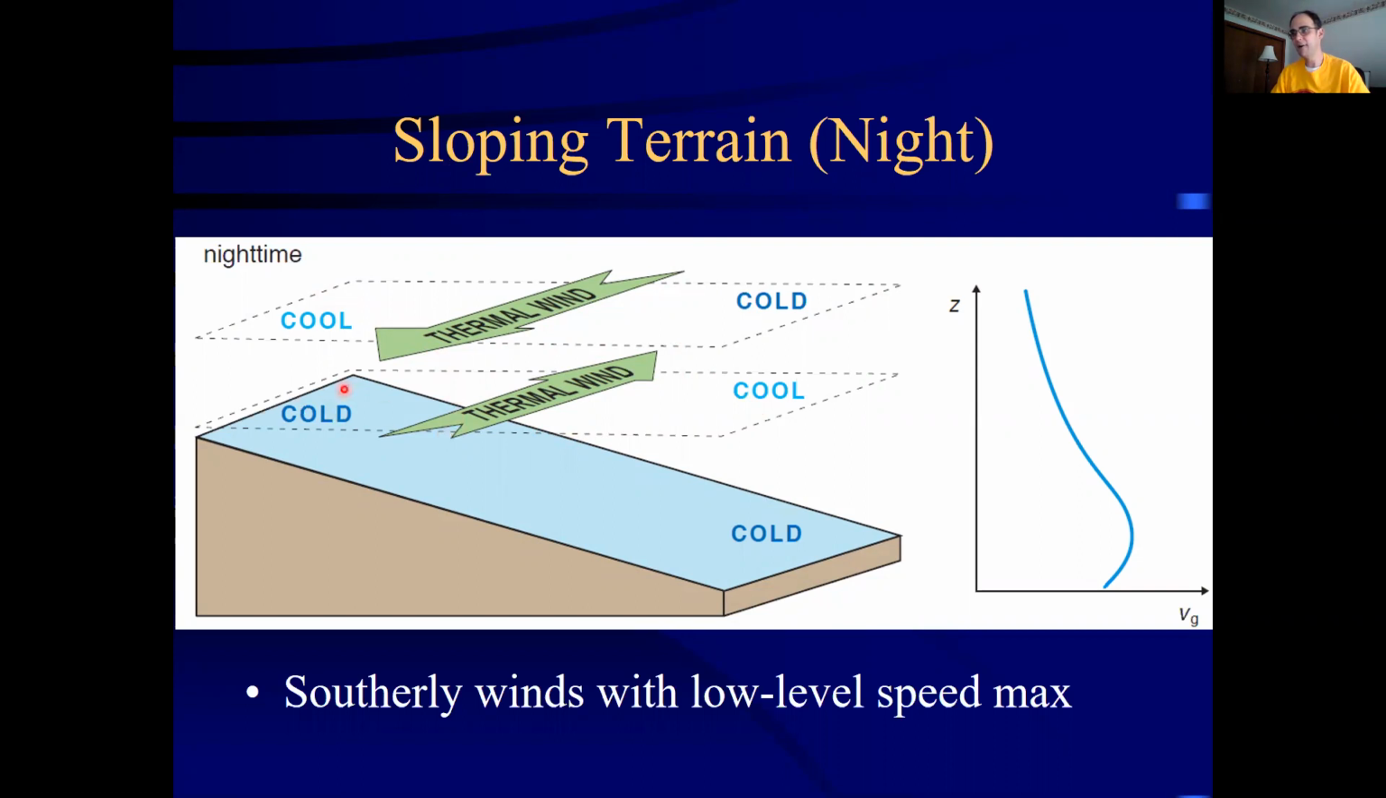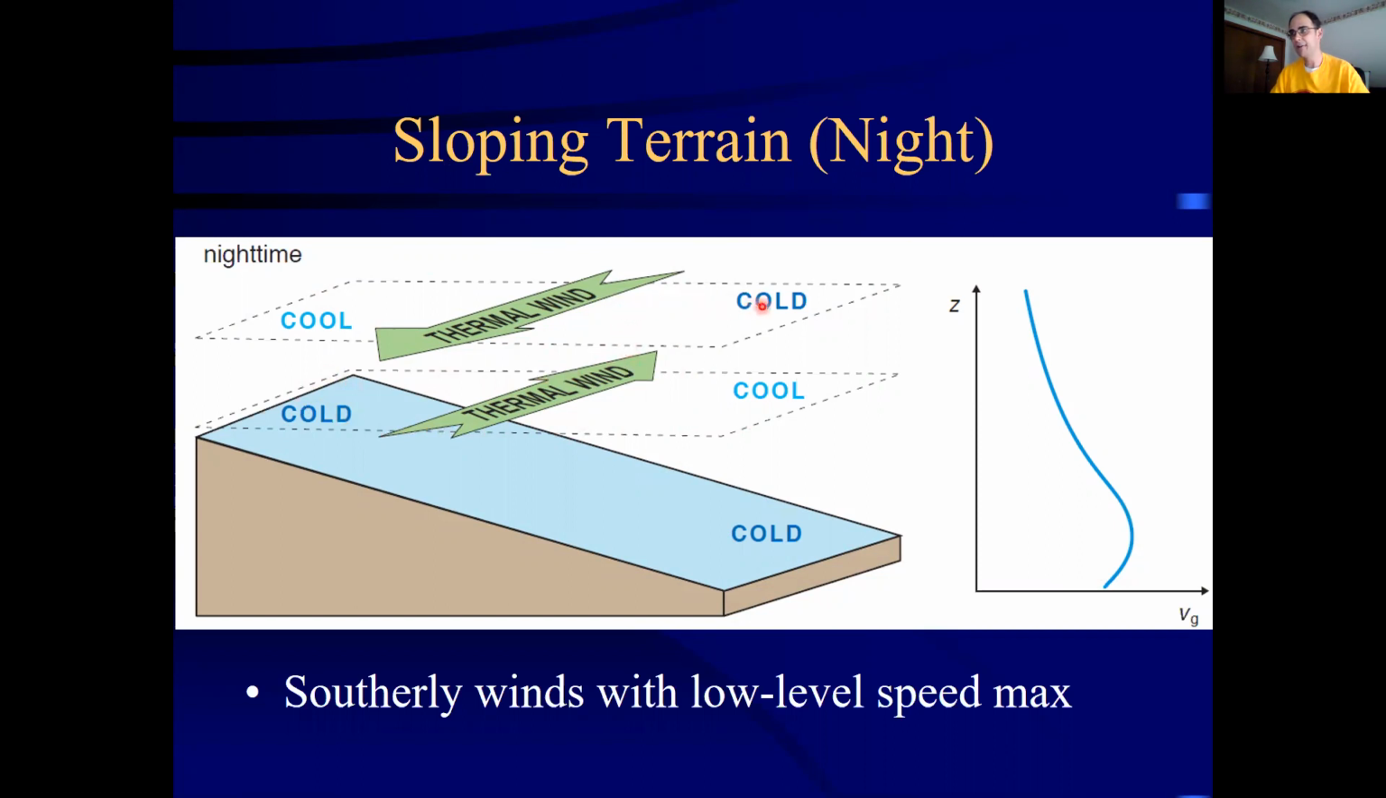So that means now in the very lowest part of the atmosphere, thermal wind again blows with cold air on its left. So that means now it's southerly. So that means southerly flow increases with height just above the ground.